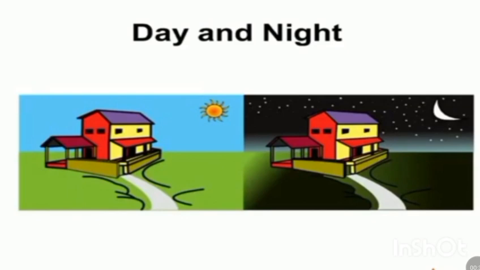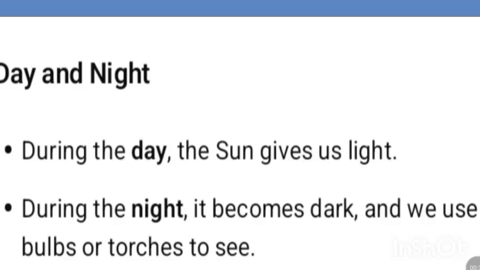You have seen day and night in your life. What is day and night? During the day, the sun gives us light. During night, it becomes dark and we use a bulb or torch to see. Dear student, during the daytime, you can easily see without the help of any light source. But during night, you need a bulb, torch, or candle to see things clearly.